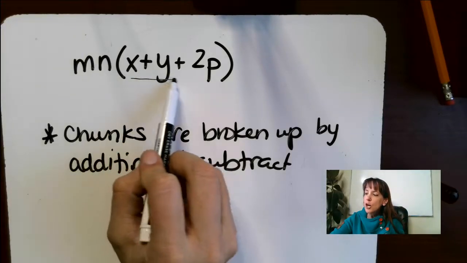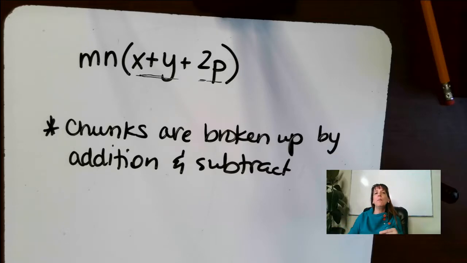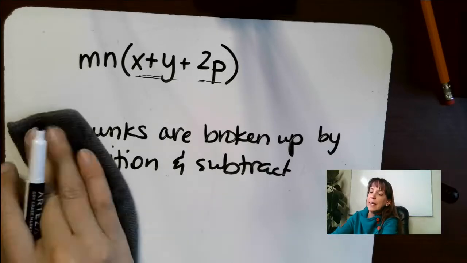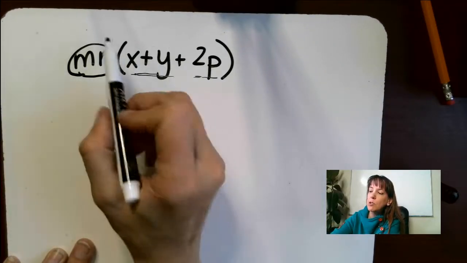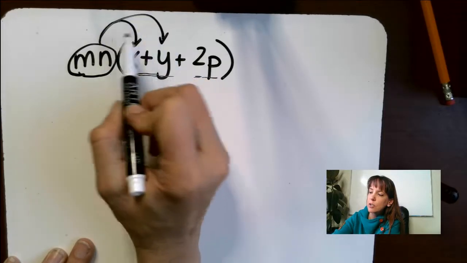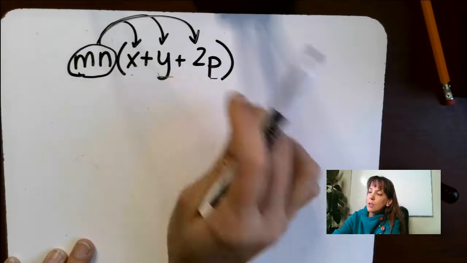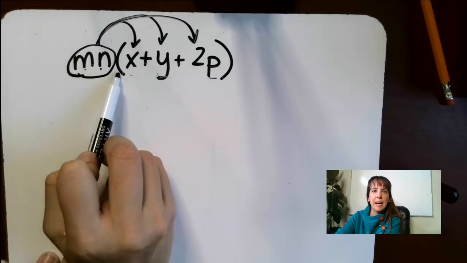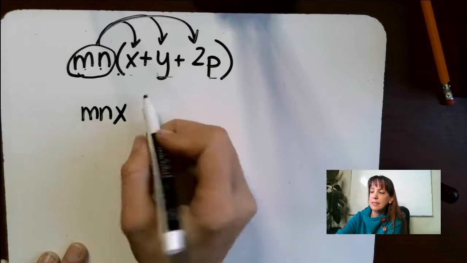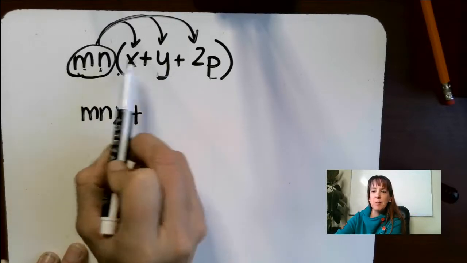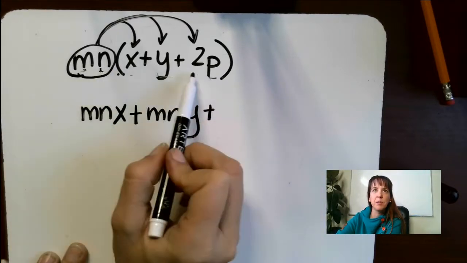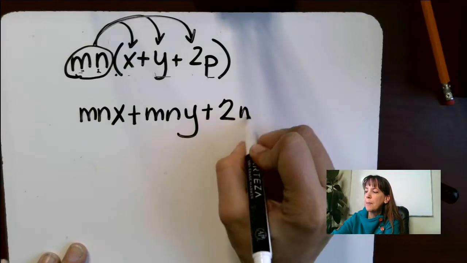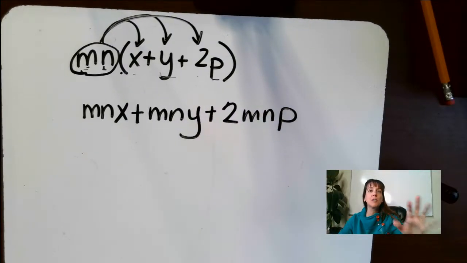So we have 3 chunks right in here. Do you see that? We can't determine how many total chunks we have until we do our distributive property. But within those parentheses, we have 3 chunks. So we're going to take this chunk right here and we're going to multiply it by each of these chunks. There's a chunk there, there's a chunk there, there's a chunk there, right? So what we do is we multiply mn times x and we end up with mnx, plus mn times y is mny, plus mn times 2p gives us 2mnp. All right, so now we can determine that we have 3 chunks, right?